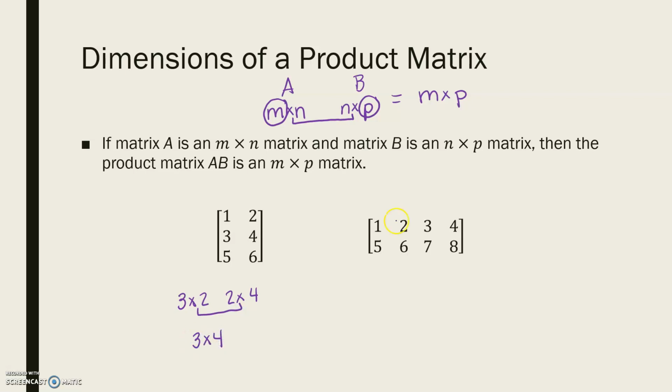But if I switch the order, let's say I flip-flopped which one went first. So I took this one first instead. I would have a 2 by 4 and a 3 by 2. These numbers now do not match. And when those inner numbers don't match, we say that this is undefined. If you try to multiply them together, it won't work because you'll either have too many rows or not enough rows for all of the columns in the second matrix.